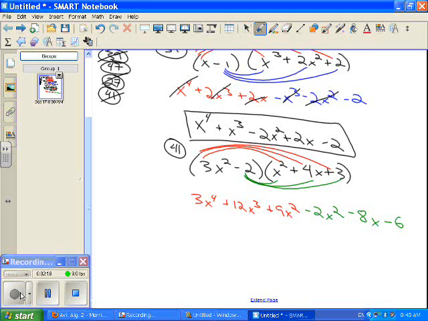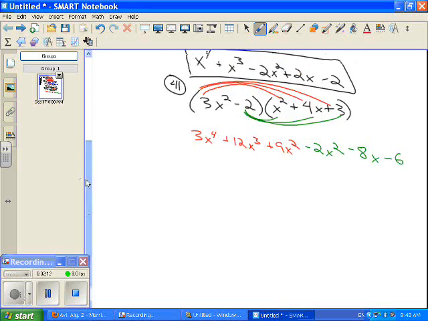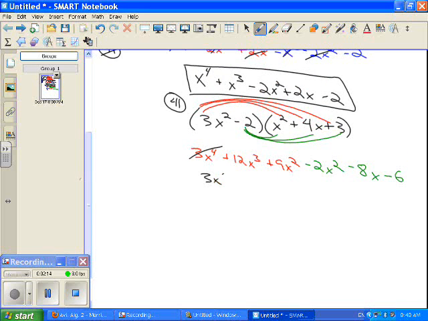So I put all my like terms together. My highest power is x to the fourth. I only have 3 of those. X cubes, I've got 12 of those. X squareds, we've got 9 minus 2, so I'm going to get 7 of those. And x's, I've got negative 8x, and then negative 6 constants.